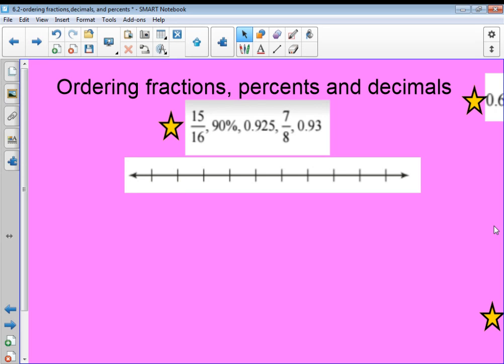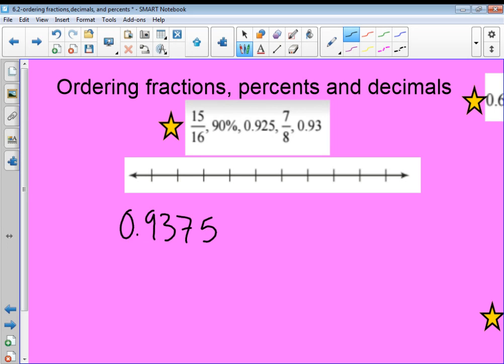form to compare. So I take my 15 sixteenths, and that will give me 15 divided by 16 is 0.9375. And I need to write all these decimal points out because I need to be able to compare them. My 90%, remember my decimal is right here. I go 1, 2, which gives me 0.9.